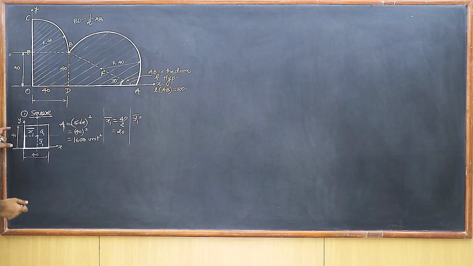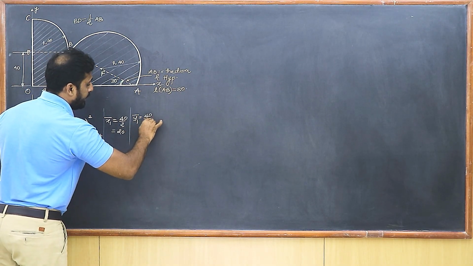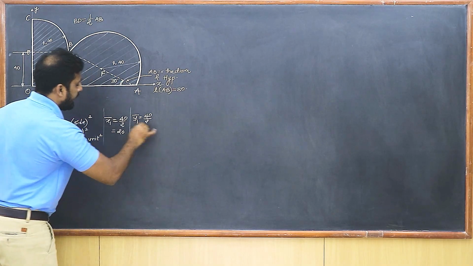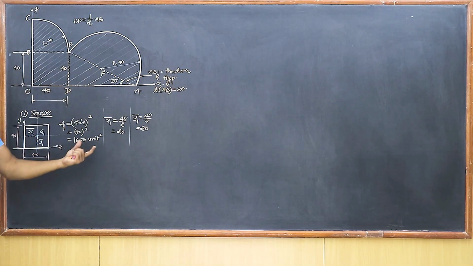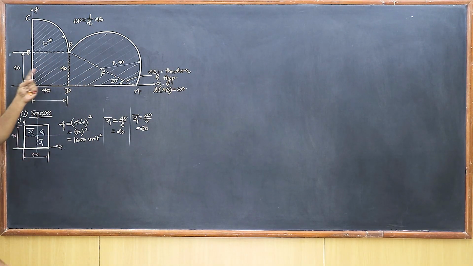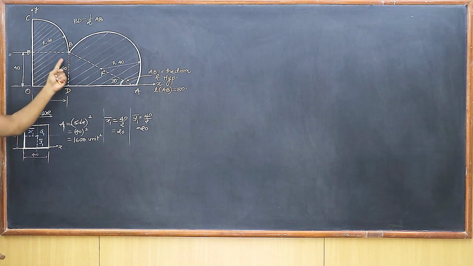So y1 bar is also going to be what? It is going to be 40 divided by 2, isn't it? So again it is going to be 20. So in both the cases, x1 bar and y1 bar are 20 and 20. So that was all about the very first standard shape, which is a square, isn't it? Now let's work out with either the right angle triangle or the quarter circle.